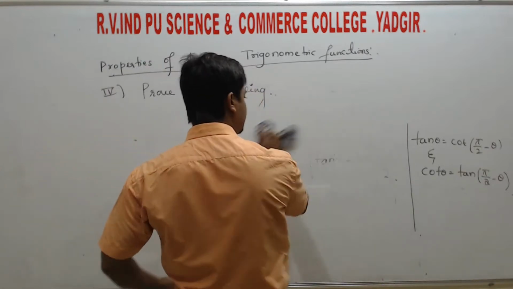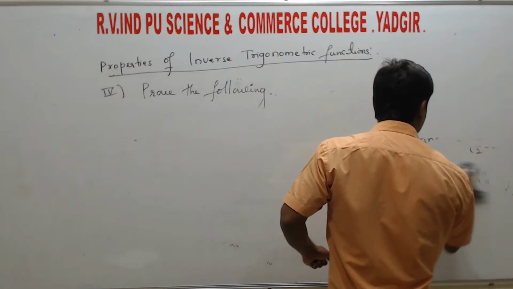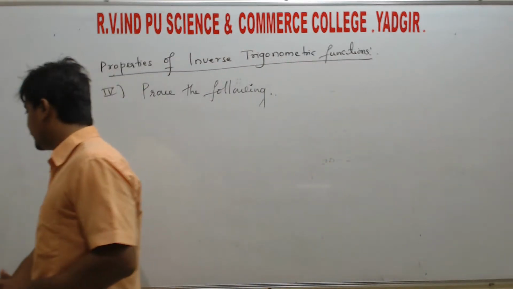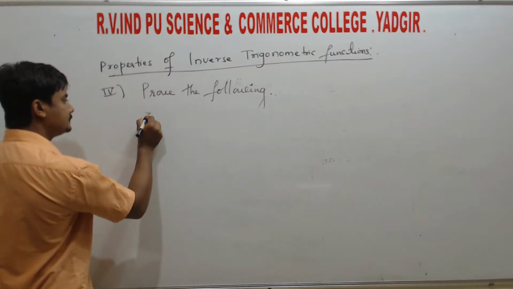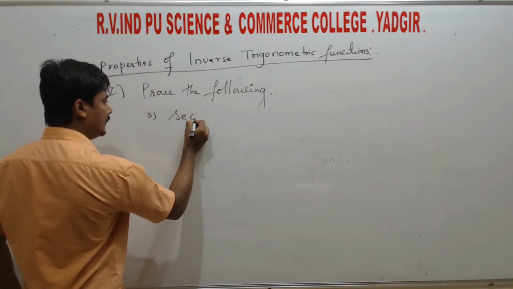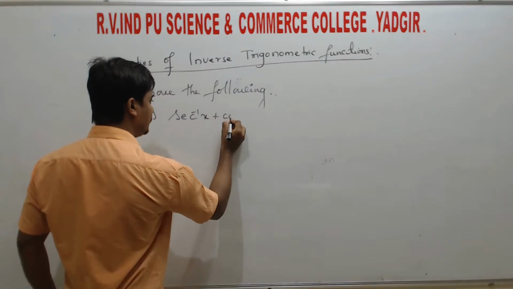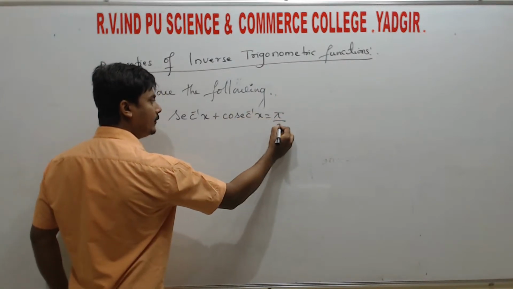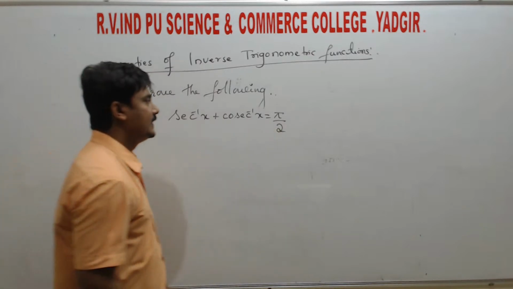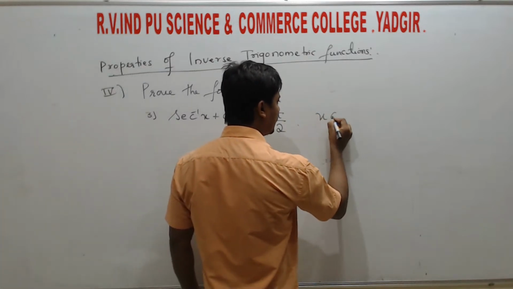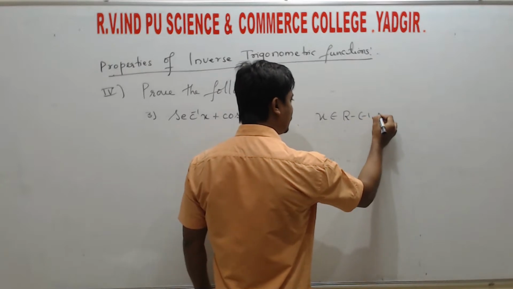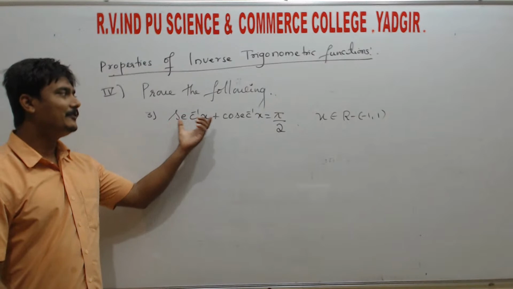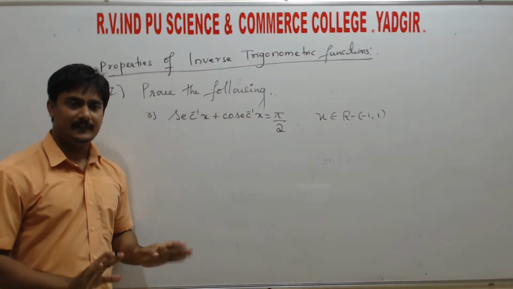Practice more and more. Their proofs are very important from the board examination point of view. Third one: secant inverse x plus cosecant inverse x equal to pi by 2. This result holds good for x belongs to R minus the open interval minus 1 to plus 1, which is the domain of secant inverse x as well as cosecant inverse x.